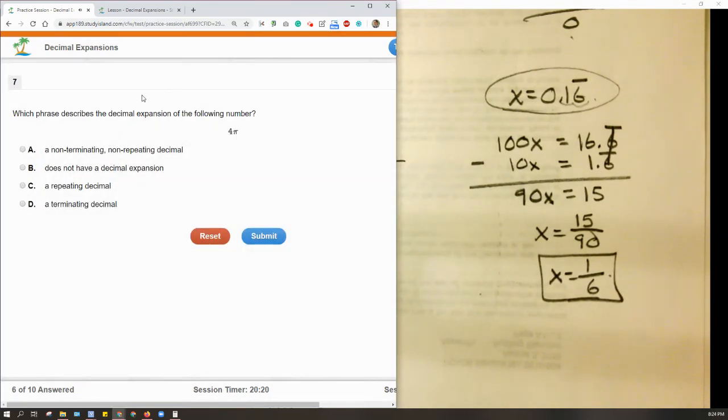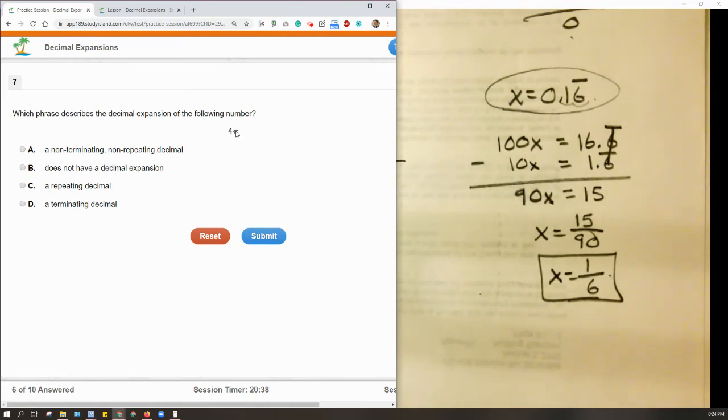Keep it moving right along. Which phrase describes the decimal expansion of the following number? Now that is pi. And you should have learned by now, yesterday or before, that pi is a decimal that never ends and never repeats. Never ends means it's non-terminating, and non-repeating is never repeats.